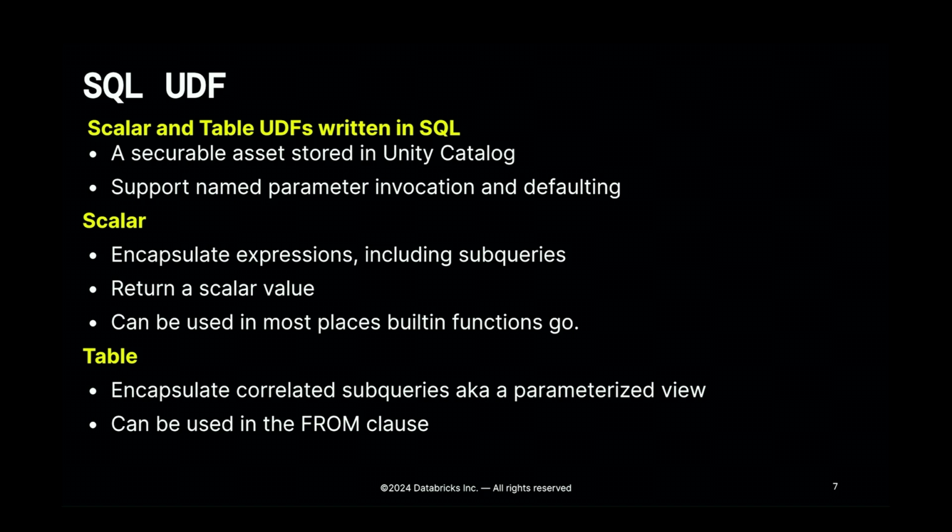I'm not going to go into too much detail there, but the idea is that you can specify and assign your arguments to parameters by name, and you can also omit certain arguments by defaulting them to a predefined value. If it's a scalar, then it encapsulates an expression, which may include subqueries, so it might be quite complex, and it returns a scalar value. A scalar can be a complex value, but it's still a scalar value, right?